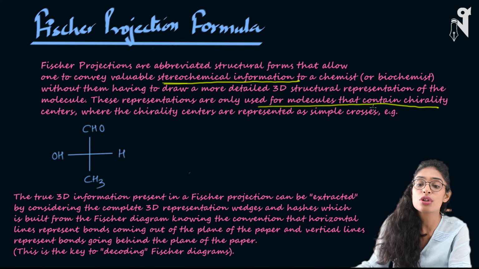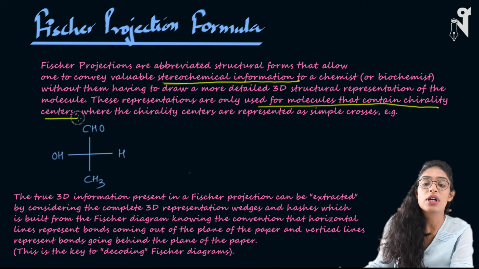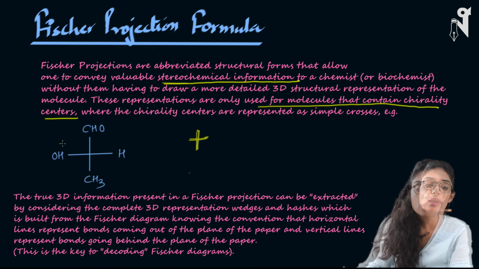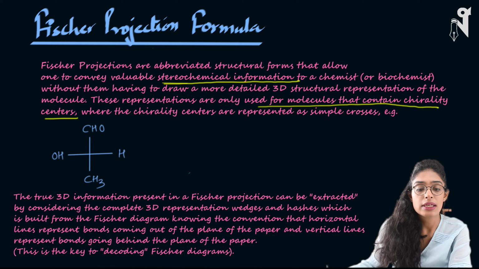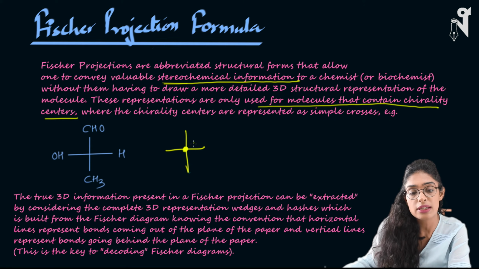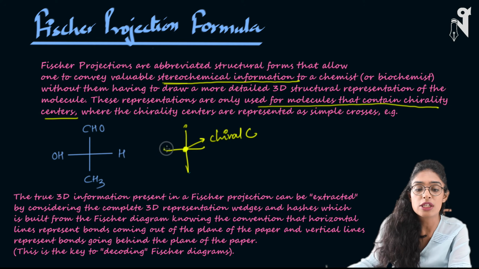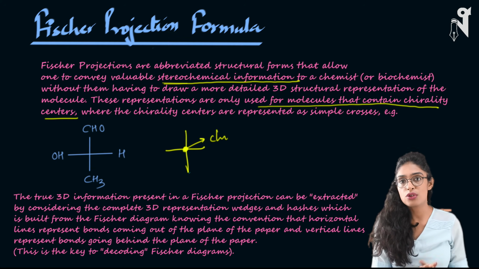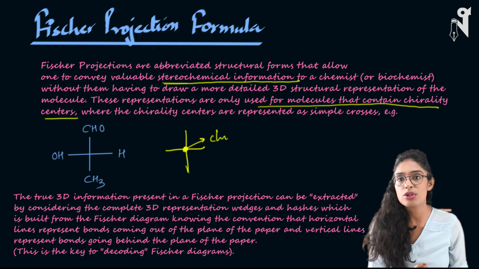These representations are used for molecules that contain chirality. This is the mandatory condition, chiral centers. If the chiral centers are not there, then we cannot draw the Fischer projection of the molecule. So we represent the molecule as a cross, and the center represents the chiral center or chiral carbon, with the 4 attachments on it. We can draw the Fischer projection only when we have a wedge-dash formula, and then we extract some information from there and place it in the Fischer projection.